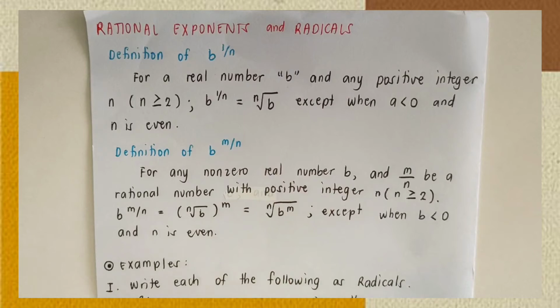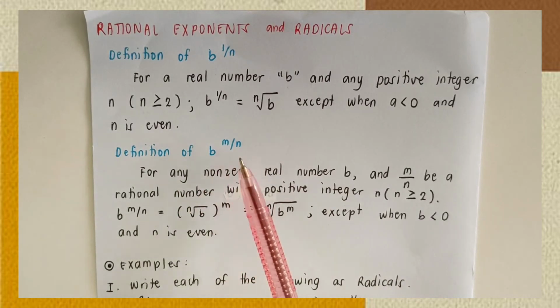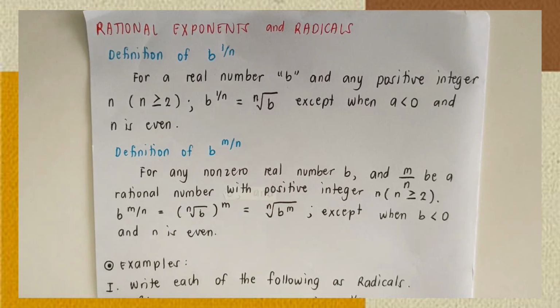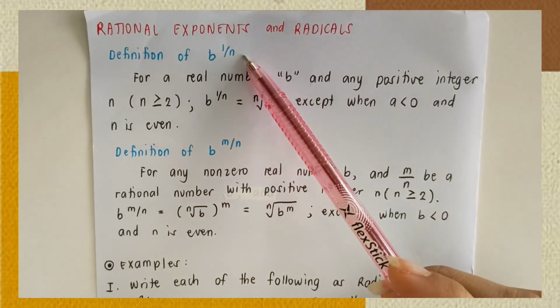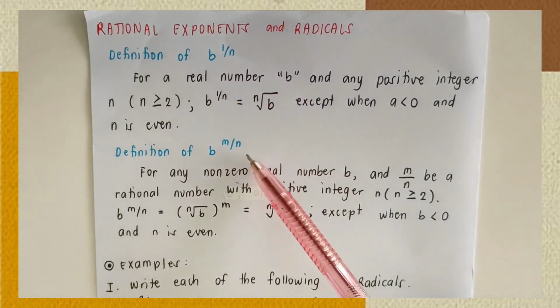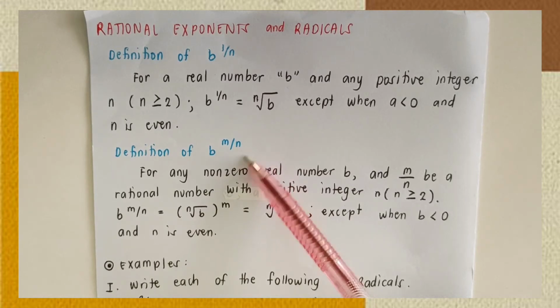Next, definition of b raised to m over n. The difference between the second and the first one is the numerator. For our first definition, the numerator here is 1. And for our second definition, the numerator here is any real number.